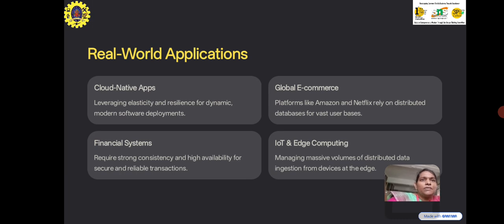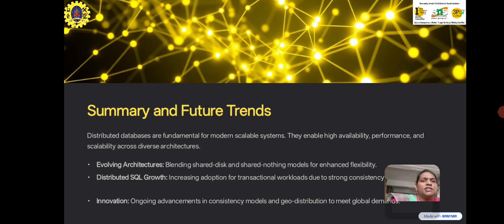To wrap up, the distributed database is the backbone of modern digital life, from cloud apps, e-commerce, and financial systems to IoT. They power everything. The future is moving towards hybrid architectures and distributed SQL for strong consistency and global scalability. I hope you understand this distributed database system.